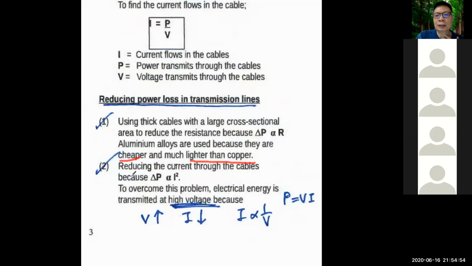How to reduce the power loss? First, use thick cable to reduce the resistance. Another one is using aluminum. Aluminum is also considered low resistance. Why? Because aluminum is cheaper and lighter. You need to hang it up here. And lastly, step up the voltage to decrease the current. Why? Because when current is small, the power loss is small. All right?